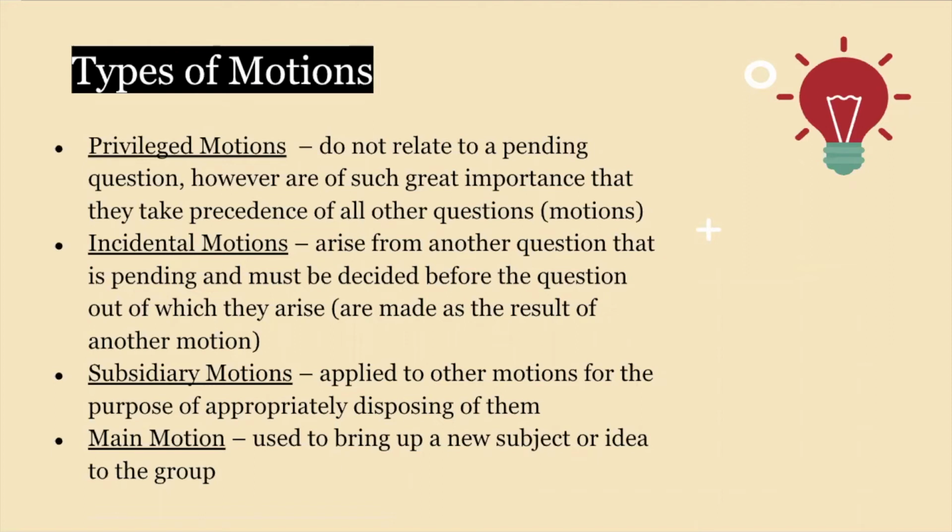So privileged motions are motions that do not relate to a pending question, but they are very important, so they take precedence over all of the other questions, which are motions. So privileged motions would be like if someone is screaming in the background and their microphone is on while someone is trying to present a piece of legislation. That is disruptive. Senators are not going to know what's going on.